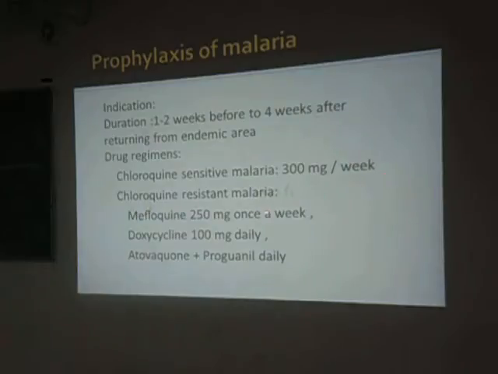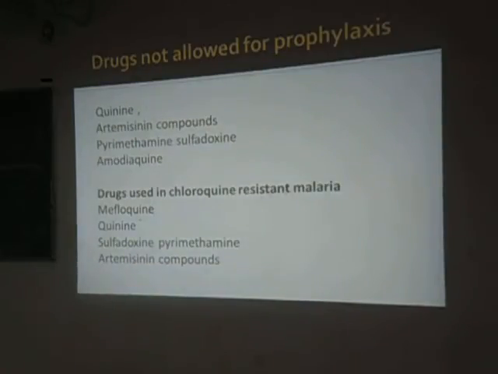300 milligram. Then in chloroquine resistance areas we can give 250 milligram doxycycline 100 milligram daily, atovaquone and proguanil. That is the enhancing action of proguanil. So drugs not only for prophylaxis is also important. Okay, so they can ask you for short answers.